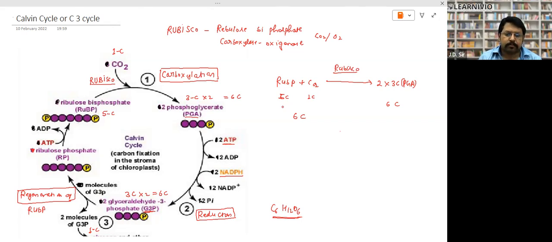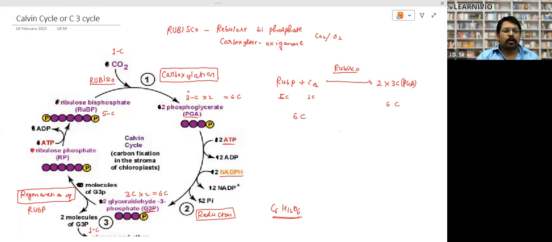Look, this is the Calvin cycle, because it was discovered by Melvin Calvin. This is called the C3 cycle because the first stable compound is a 3 carbon compound. Look, this is the first stable compound, phosphoglycerate, PGA, and it is made up of 3 carbon. That's why it is also called C3.